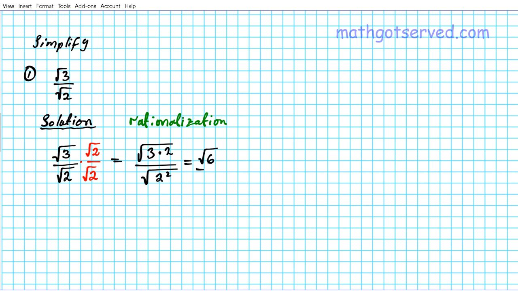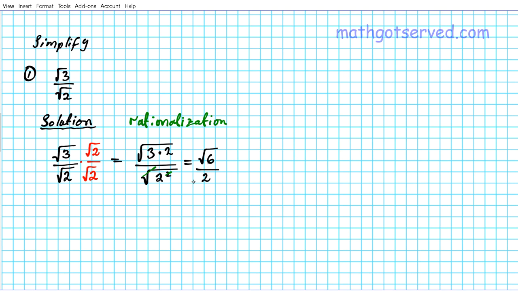Now notice what happens in the denominator. Since we have a square root of a square by design, guess what? The inverse operations cancel out. The square root and the square cancel out, and that's just 2. Another way to think about this is, what is the square root of 4? It's just 2. So we have this.